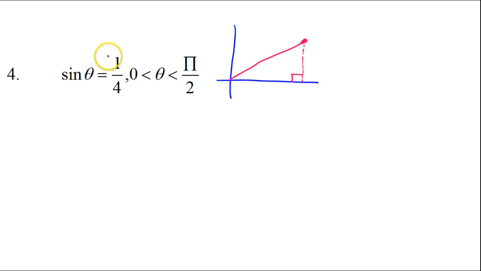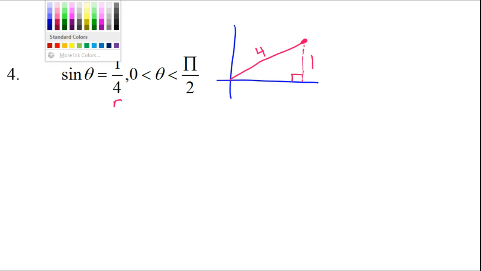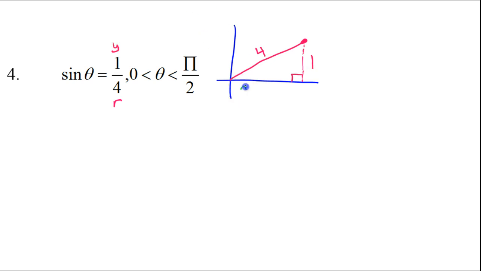Okay, of course, sine is y over r. So that tells me that the 4 is going to be the radius, and this y value here is 1. And what I need to find is the x value. And this is definitely going to be positive because it is going to the right. So just keep that in the back of your mind as we do the Pythagorean theorem.